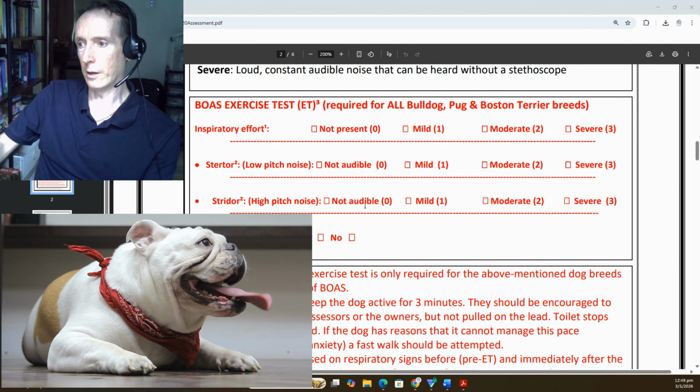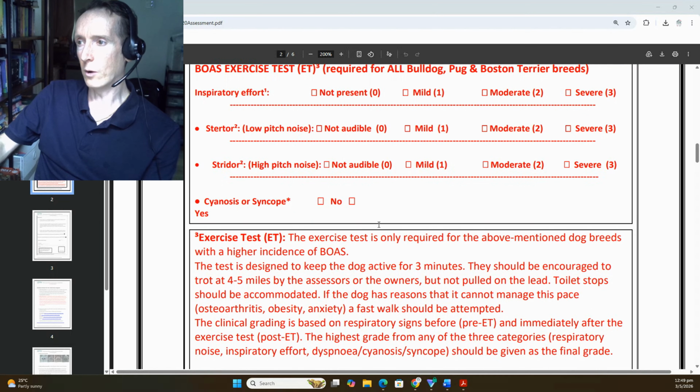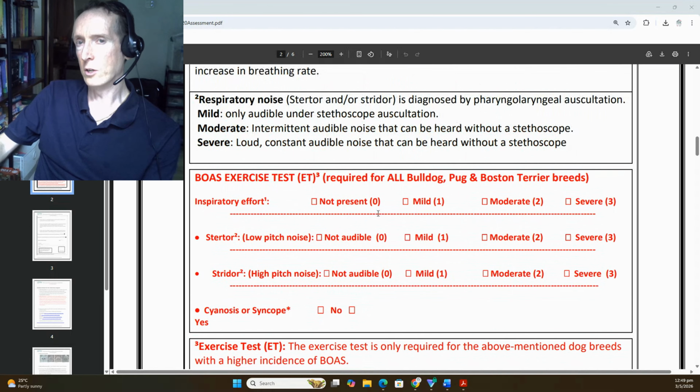Now, if it's a hot day, water needs to be provided, or they need to be able to go straight back into AC immediately afterwards. It's better to be done in the shade. It's better to be done not on a hot day. So we're not trying to make any kind of risky situation. We're just trying to assess how the breathing is with a few minutes of exercise.